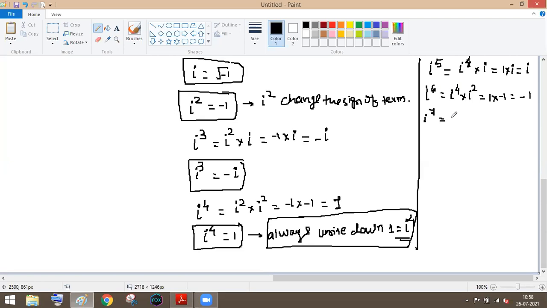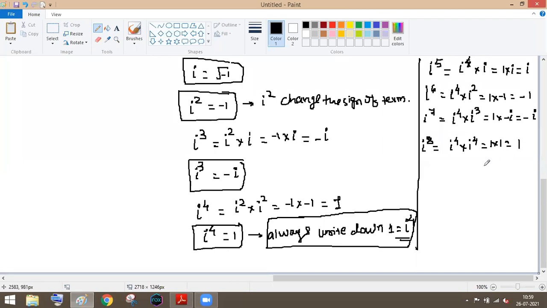What about i to the power 7? Can we say that it will be equal to i to the power 4 into i cubed? We know that i to the power 4 is 1 and i cubed is minus i. So the answer is minus i. What is i to the power 8? It will be i to the power 4 into i to the power 4, which is equal to 1 into 1. Can we say that it is 1?